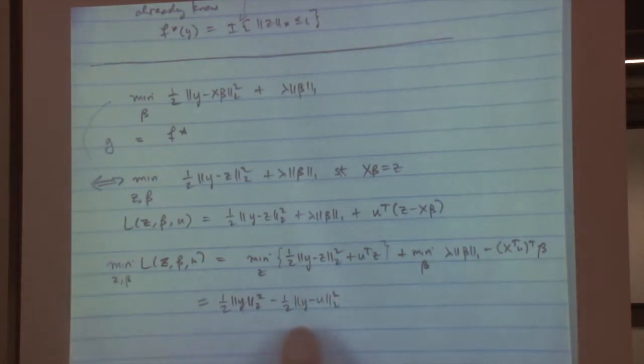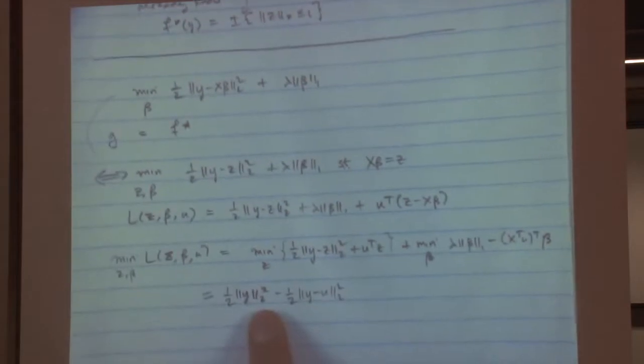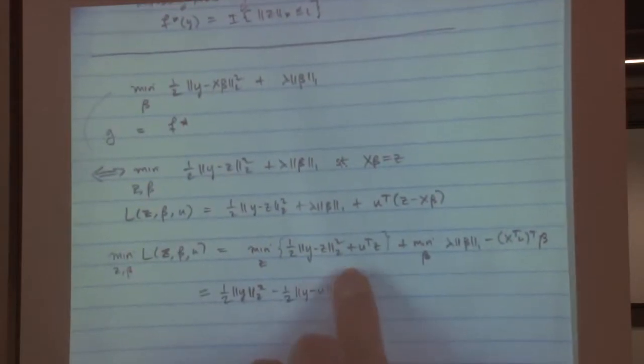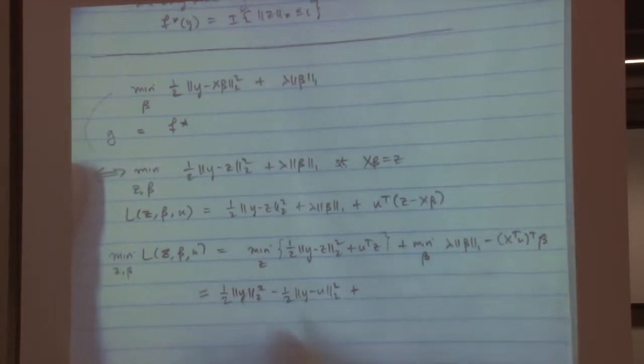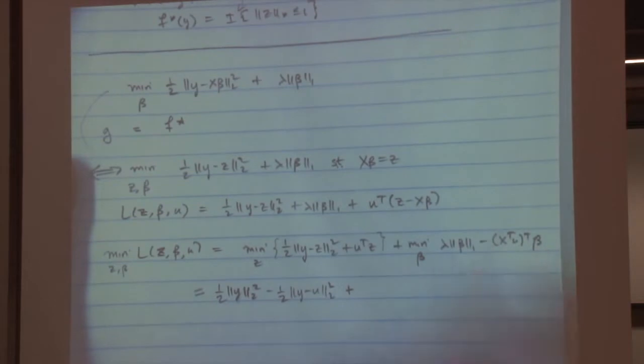So do that calculation in a few more steps if you're not sure about it. This is the minimizer of this over all z. And let's look at the second one. So this one we just did directly.